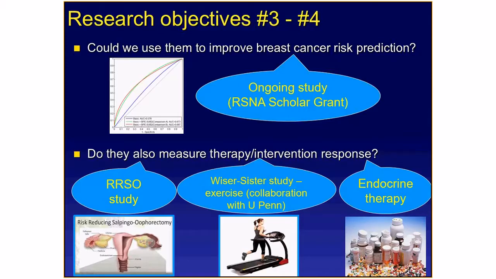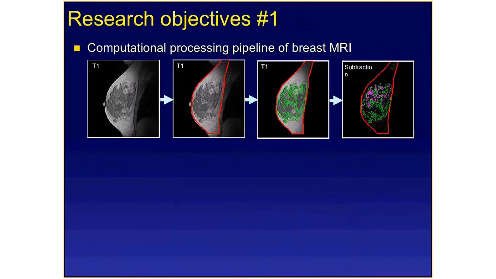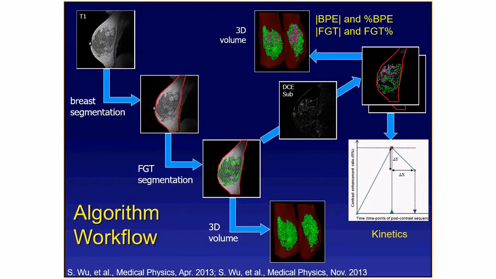And the last is we want to look at how those features may also measure therapy or intervention response, as I mentioned earlier. So we will talk about women doing salpingo-oophorectomy surgeries and how this had to do with risk, women doing steady exercise and how this had to do with risk, and something about endocrine therapy. These are ongoing work, but I will talk about that. Okay, the first part is more computational, so I will quickly go through some of the work, without details.